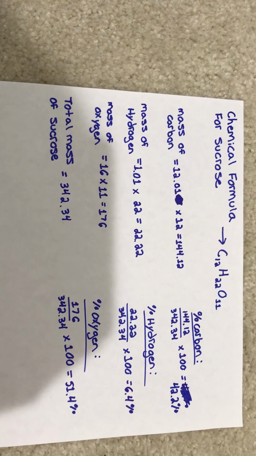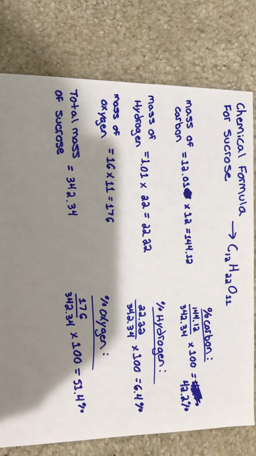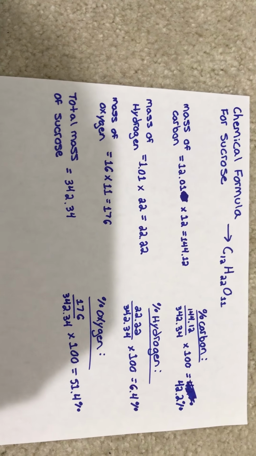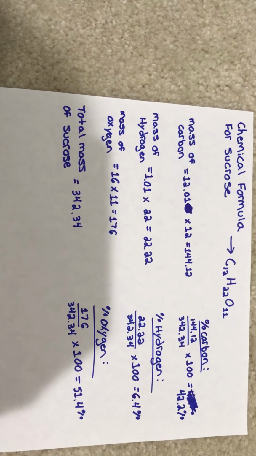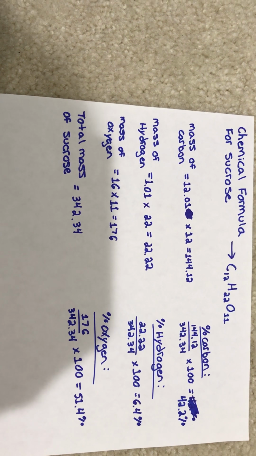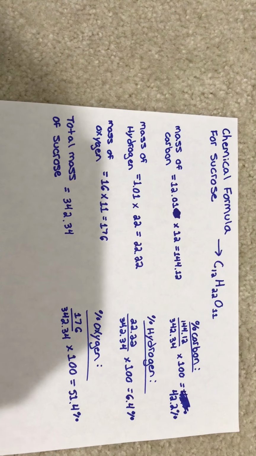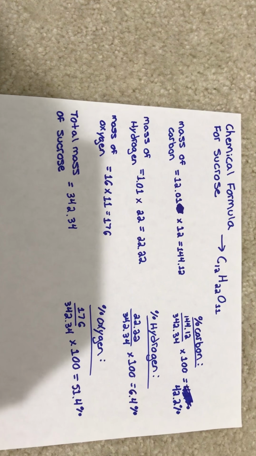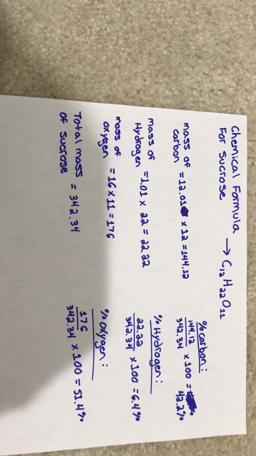So we start by finding the total mass of each element in the entire compound. So for carbon, a single carbon atom weighs 12.01 grams. And there's 12 carbon atoms, so we do 12.01 times 12. So the total mass of carbon is 144.12.